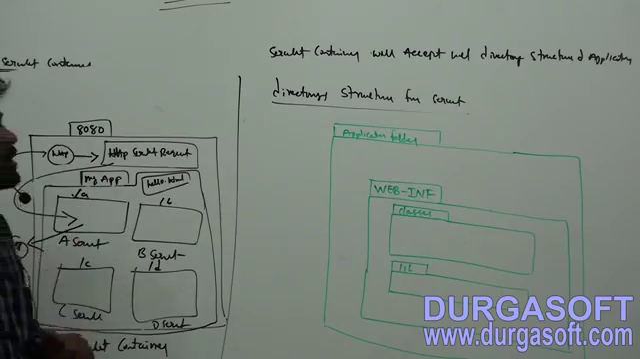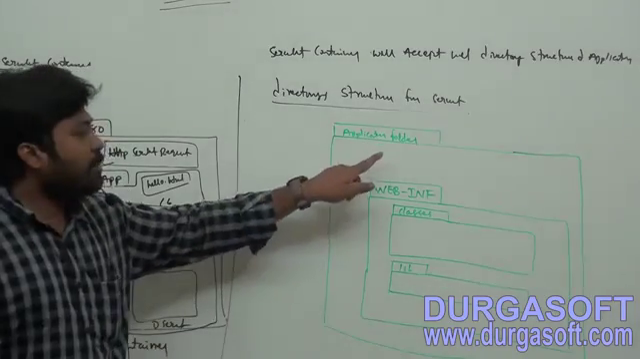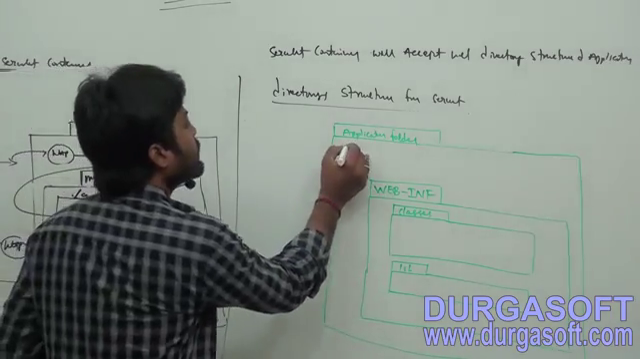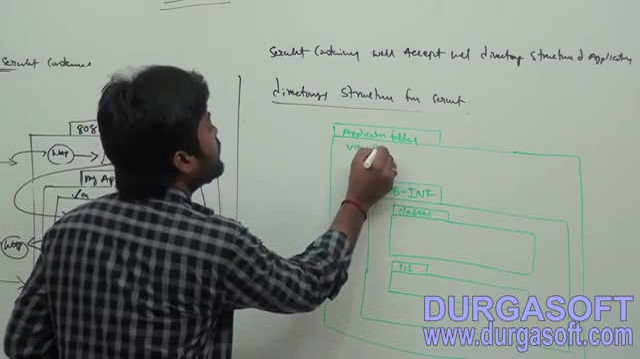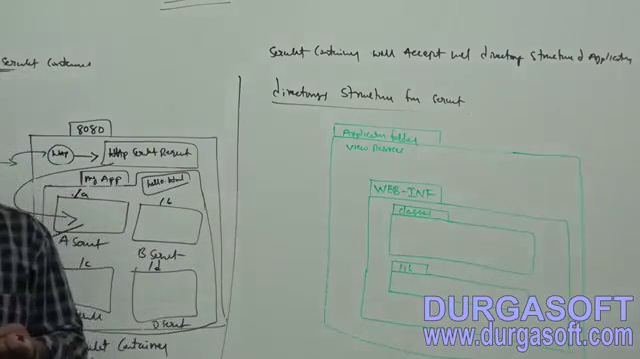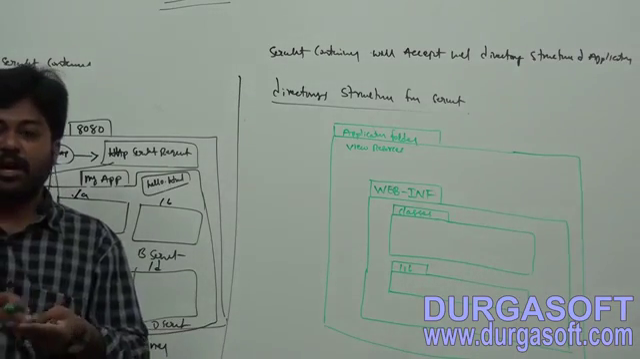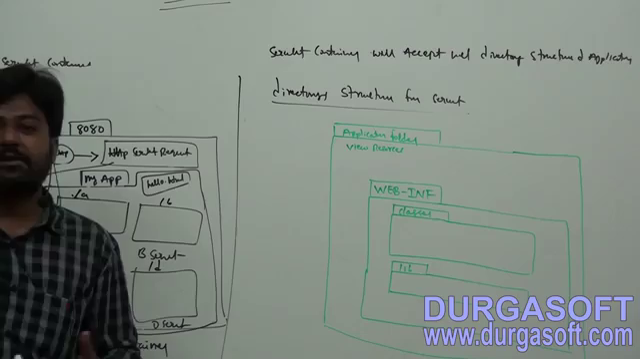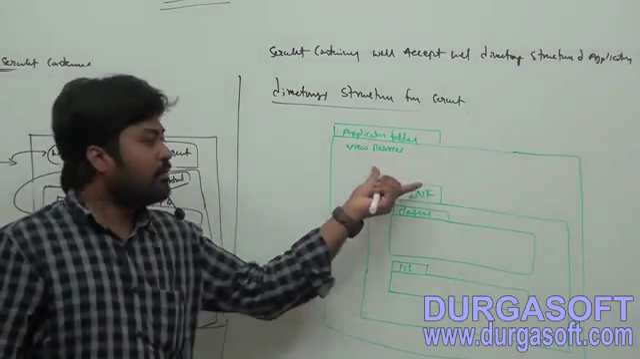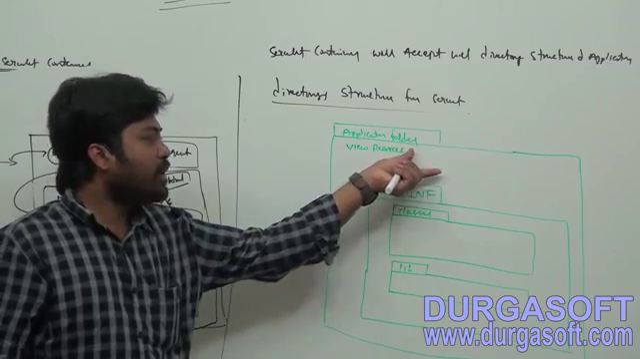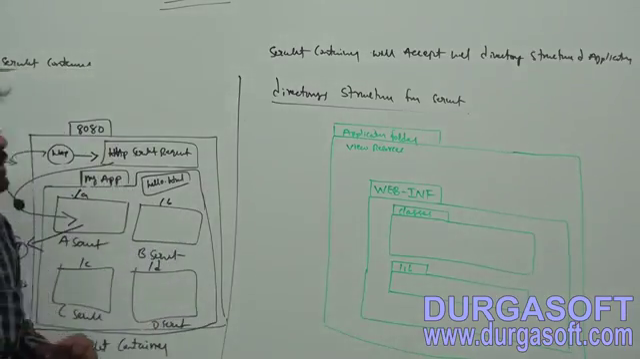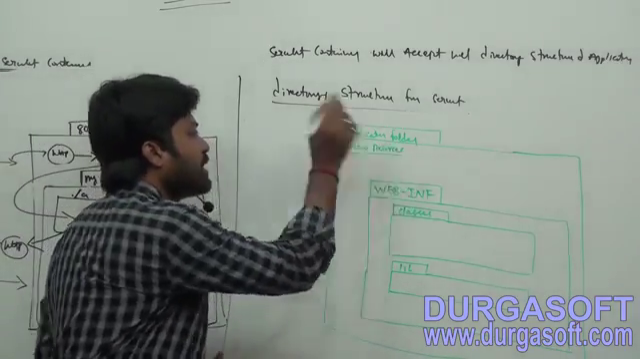So what should I put inside these folders? Inside the application folder directly, you can put your view resources. View resources means your HTML pages, JSP pages, images, audio files, video files, CSS files, JavaScript files, whatever things you are using for your UI designing. You can put all of them directly inside your application folder.